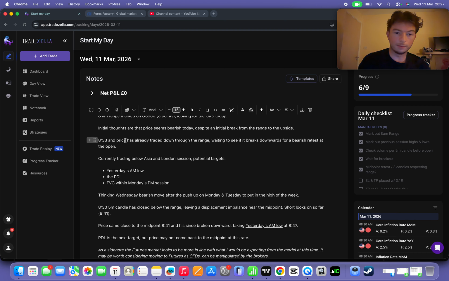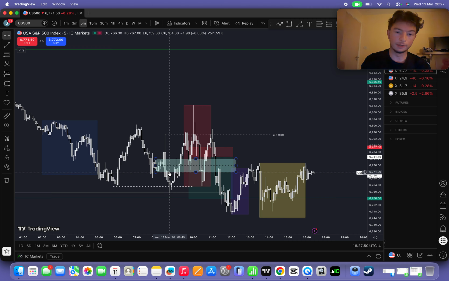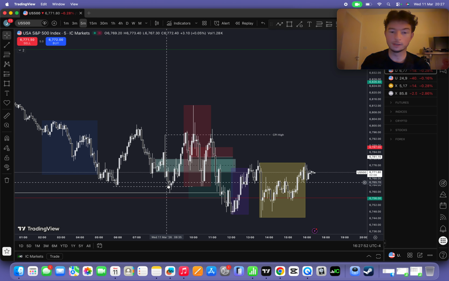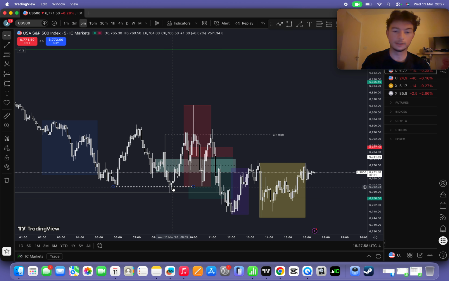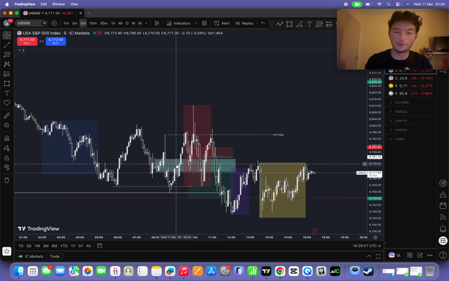So at 8:33, price has already begun trading down through the range, waiting to see if it breaks downwards for a bearish retest at the open. So like I say, 8:33 is around this candle here. These two candles broke through the range, and what I wanted to see was ideally the retracement off of this low here after taking it, to then retest and then come down. But for reasons I'll get into, I just didn't feel like that was going to happen.